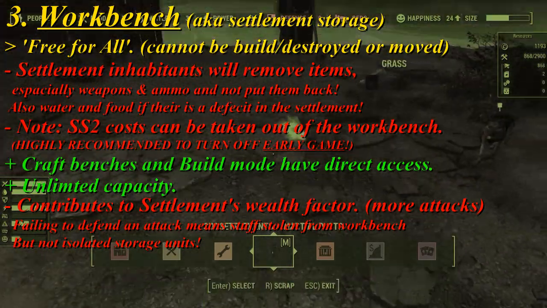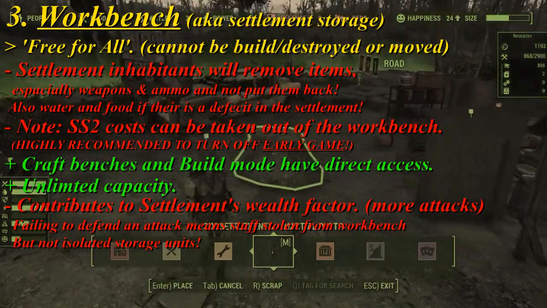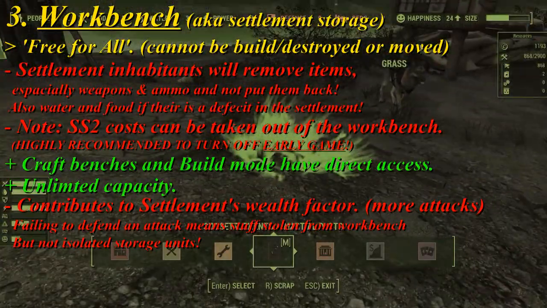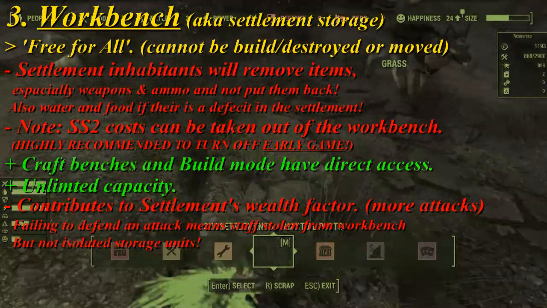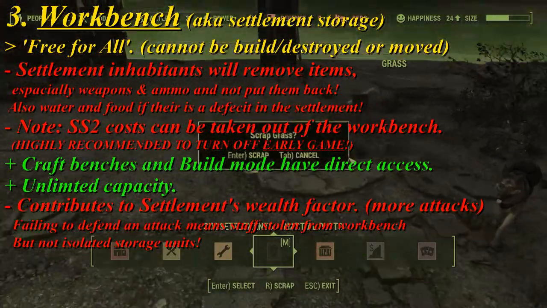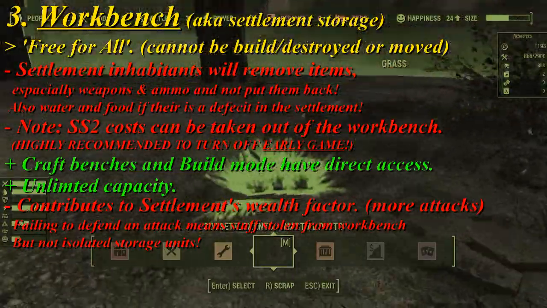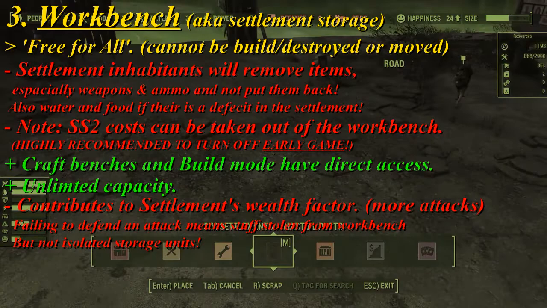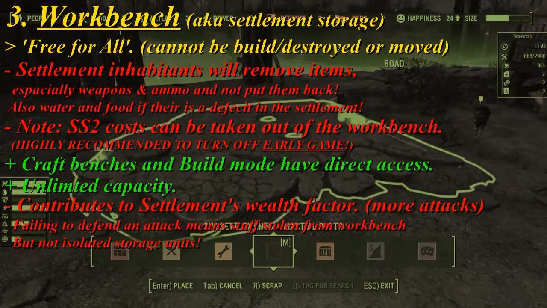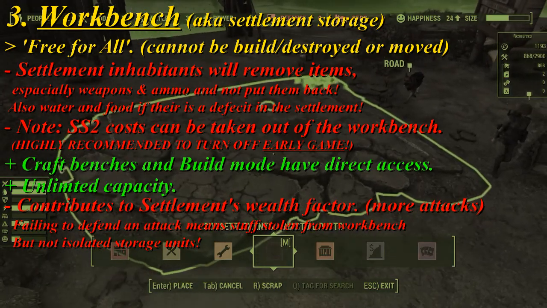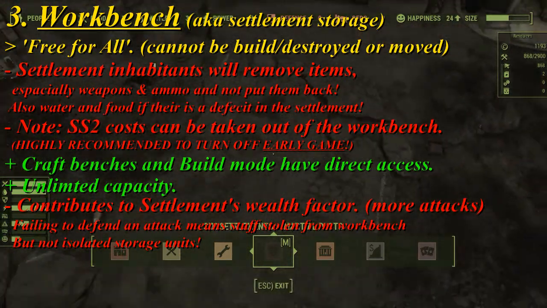And why does that matter? Why is wealth of a settlement important? Well, the wealthier it becomes, the more likely it is to become a target of random attacks like raiders, the Jolly Green Man, super mutants, and the robot fanatics. Pretty much anybody can attack a settlement, and it becomes more frequent and more likely the more stuff you have in a workbench, because the settlement is considered wealthier.